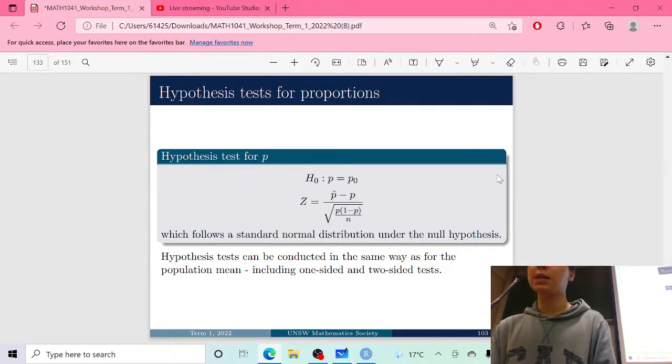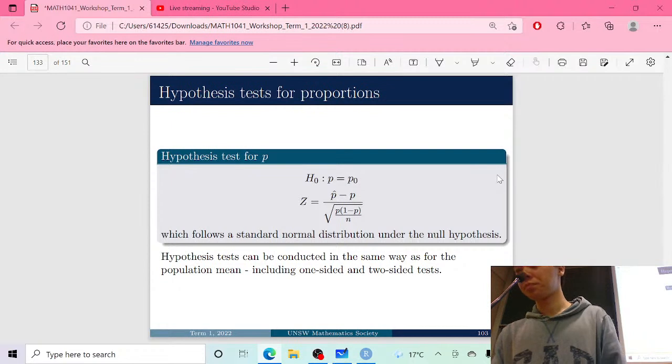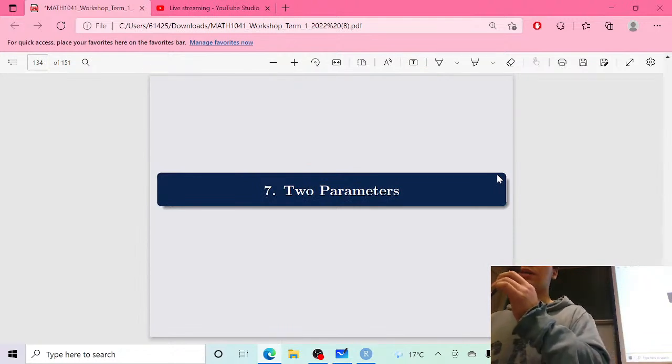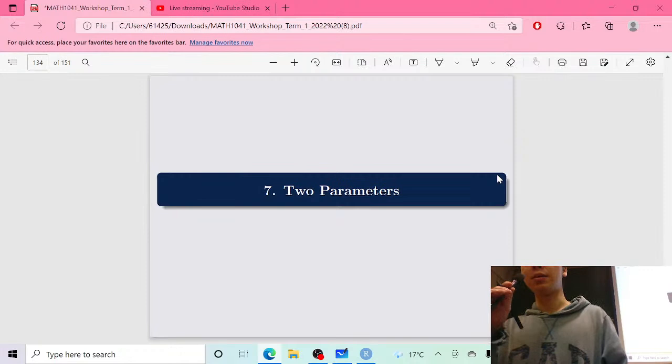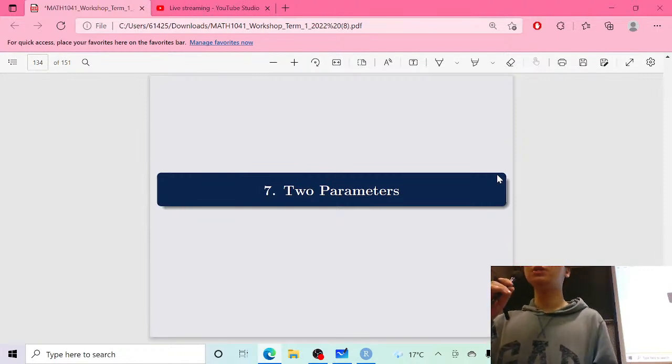Cool. Does anyone have any questions before we begin the last part? No? Okay. So the next part is we're going to be doing statistical inference again, but instead of looking at one parameter, we're going to be looking at two parameters. But it's more or less going to be the same process anyway, so I'm just going to brief over it. You're going to be introduced to some more types of distributions, and then we're going to be looking at how you can identify one from the other.